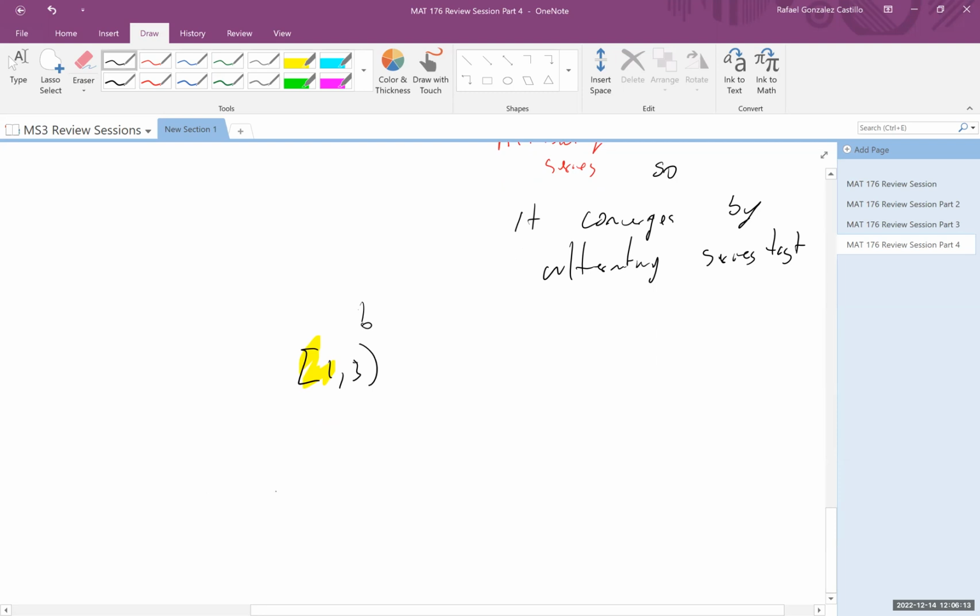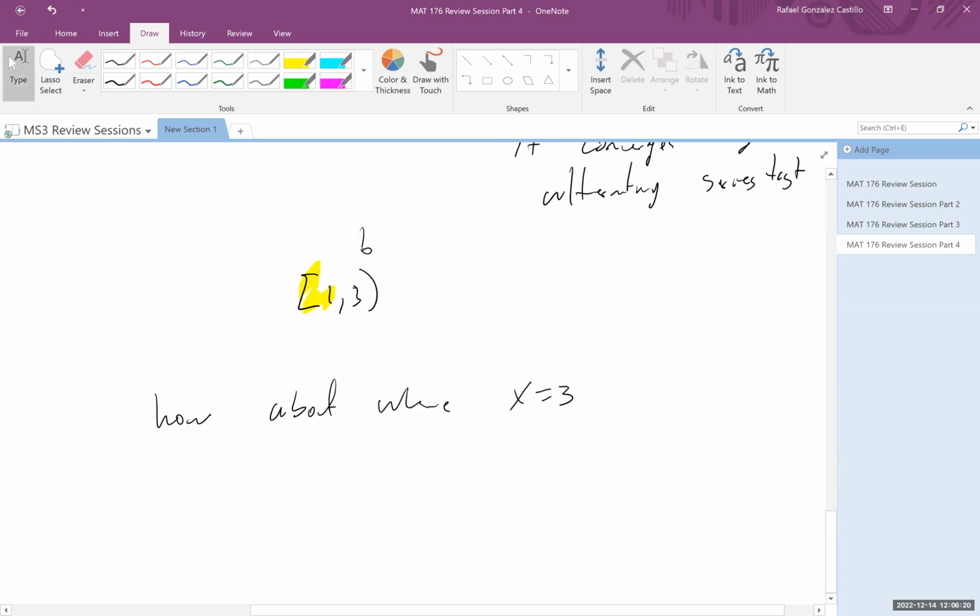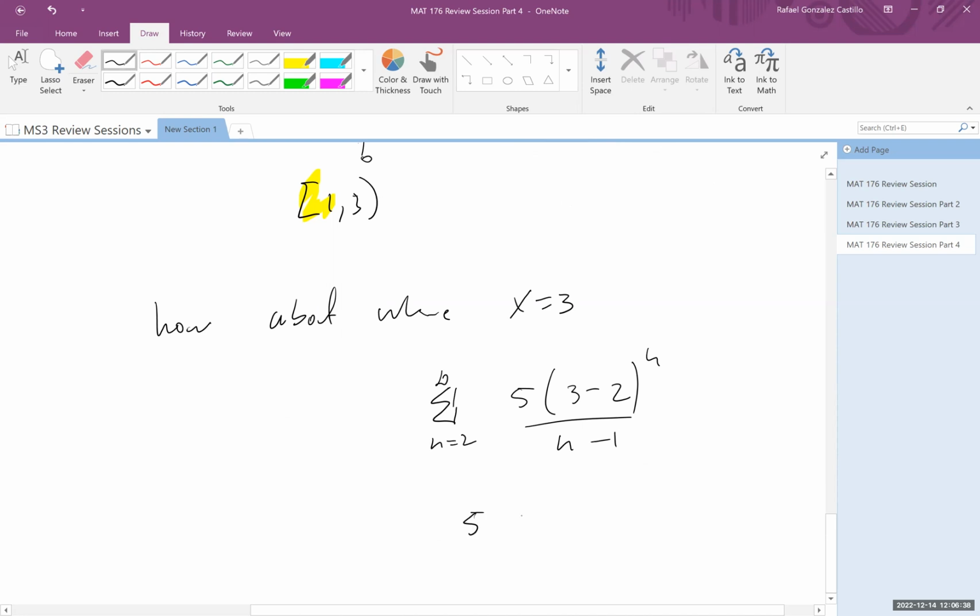So how about when x is equal to 3? When x is equal to 3, we have the following series. We have the series from n equals 2 to infinity of 5 times (3 minus 2) over n minus 1, and this is to the n. Again, you could take the 5 out, so you get 5 times the series of n equals 2 to infinity of 1 to the n over n minus 1.